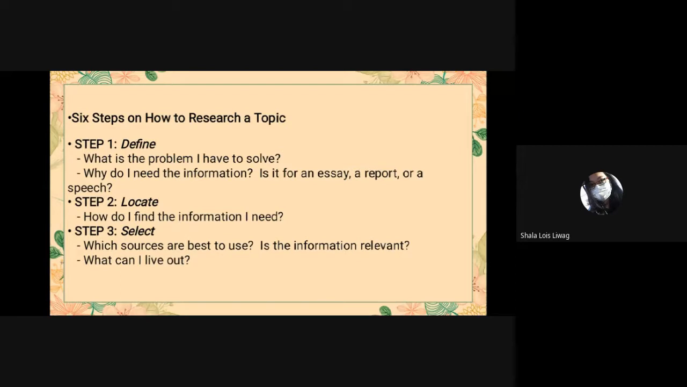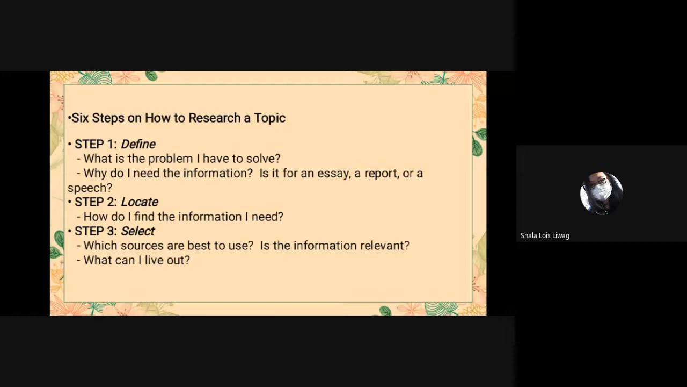Next, we have here the 6 steps on how to research a topic. As you will notice, it's written in question instead of instruction because through these questions, it will greatly help you on how you would research or find your chosen topic by asking yourself the following questions. So we have here step number 1, define. What is the problem I have to solve? Why do I need the information? Is it for an essay, a report, or a speech? So here you have to define first the problem, what kind of problem it is. Then, step 2, locate.